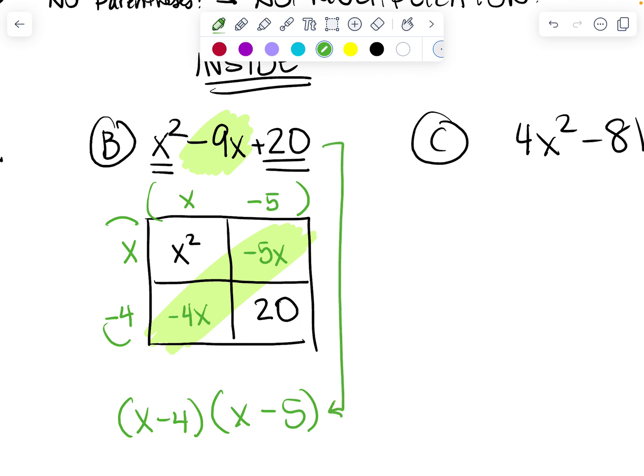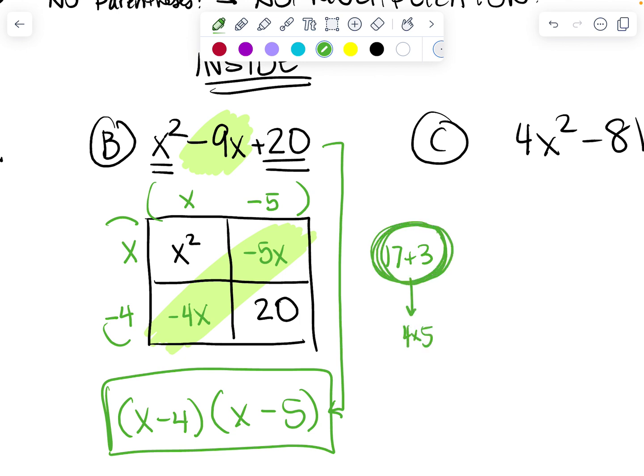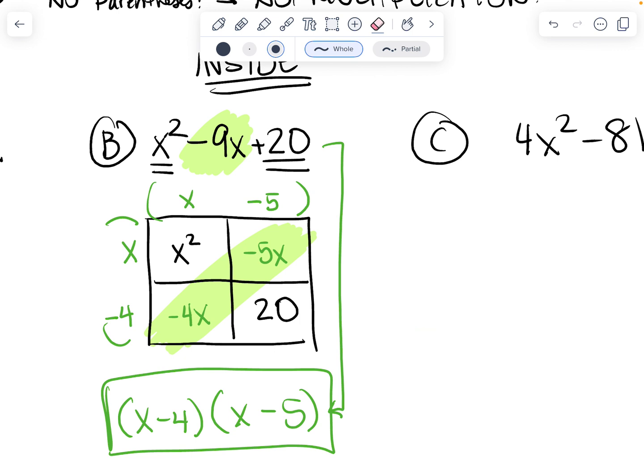You went from an addition problem to a multiplication problem. You went from a no parentheses situation to parentheses. That's exactly what we want. We went from adding and subtracting to a multiplication problem. It's just like going from 17 plus 3 to 4 times 5. I gave you 17 plus 3. You gave me 4 times 5. We're talking about the same number. I give it to you as an addition subtraction problem. You're giving me the answer as a multiplication problem. And they're the same because they're the inside and outside of the same box.